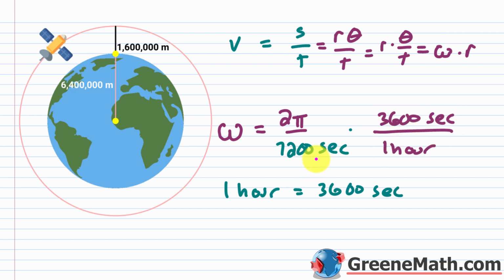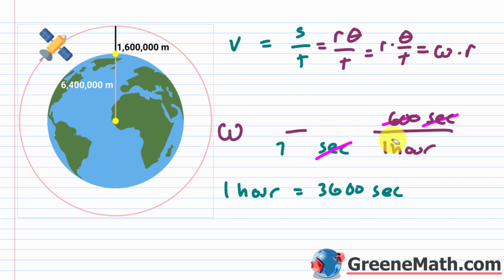And the reason I do that is so seconds will cancel away. So those units are gone. And then here you're going to notice that this works out quite nicely. 2 times 3,600 is 7,200. So essentially this times this will cancel with this. So you're just left with pi radians per hour.